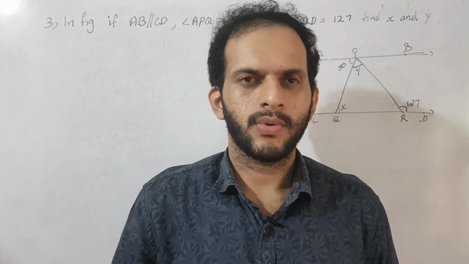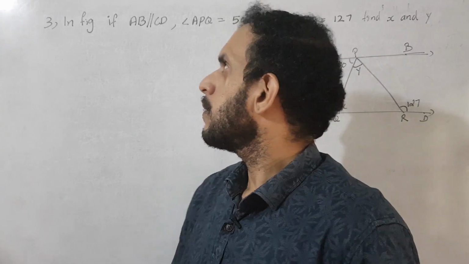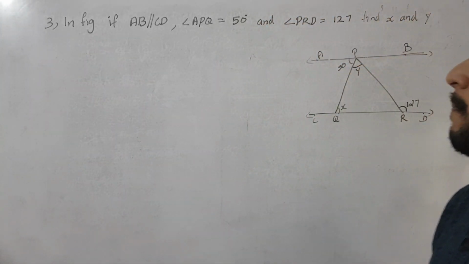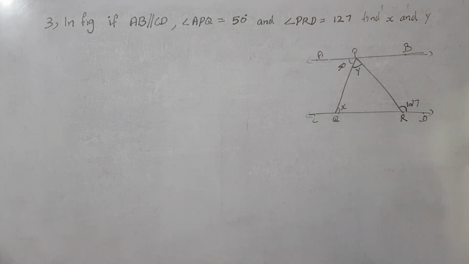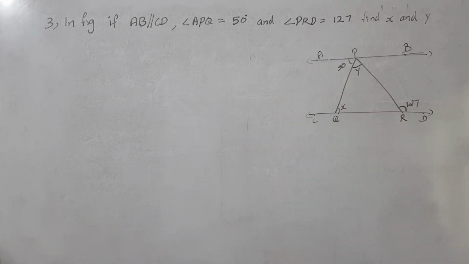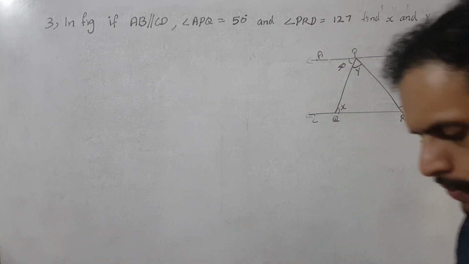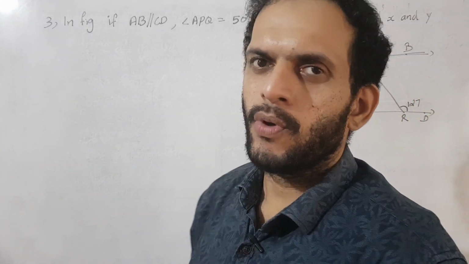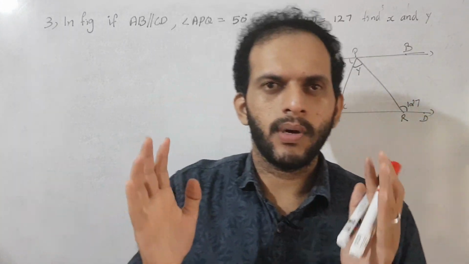Here we are discussing the next question. The question is like this. In the figure, if AB is parallel to CD, angle APQ is equal to 50 degree, angle PRD is equal to 127. Find X and Y. Okay, before that you must remember one thing.